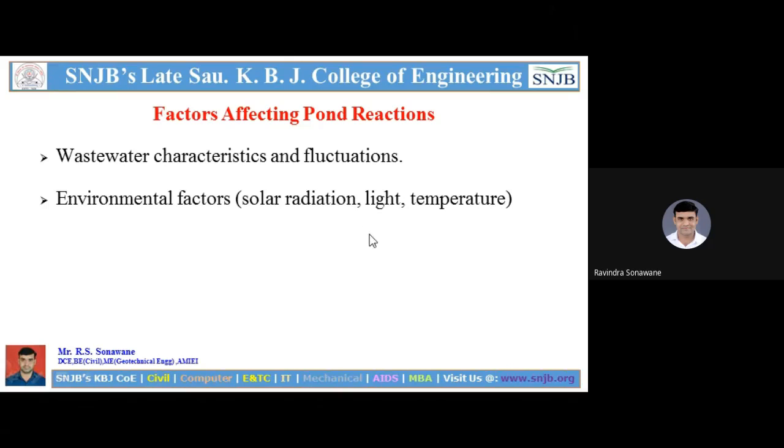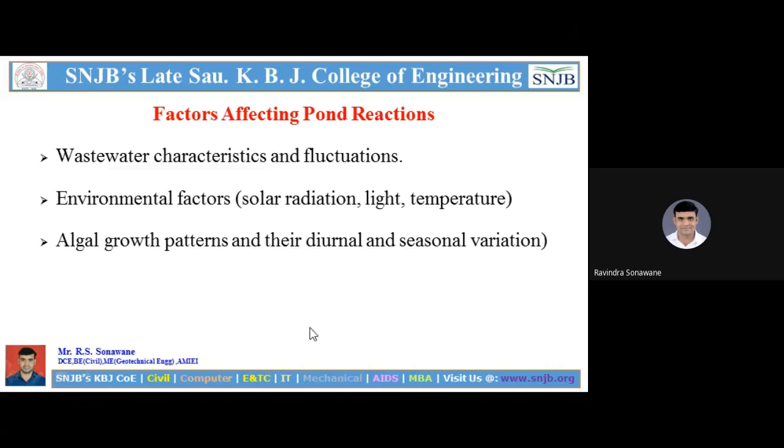The environmental factors can also affect the reaction. It may be solar radiation, light, and temperature. Already many times I told you, as temperature increases, the oxidation process decreases, and low light radiation, all these factors can affect the pond reaction.